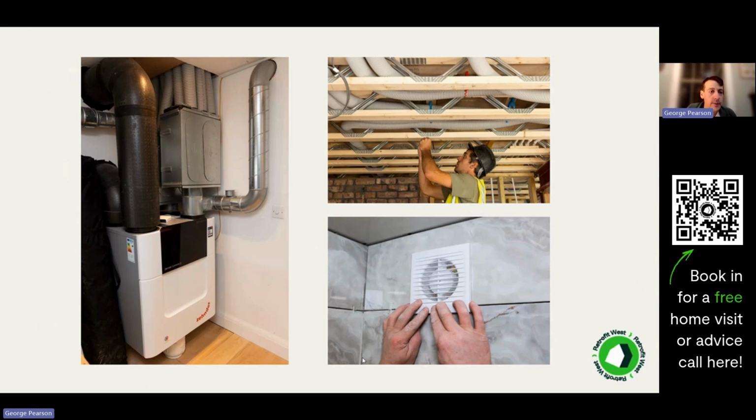There's some pictures there of an MVHR unit on the left-hand side. The top right one shows some ducting in a subfloor, and the bottom image there is just an intermittent fan. DMEVs look quite similar in nature, but they normally have a closed face cap on top.